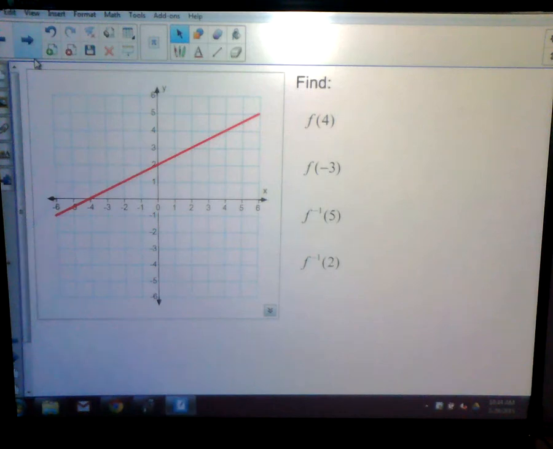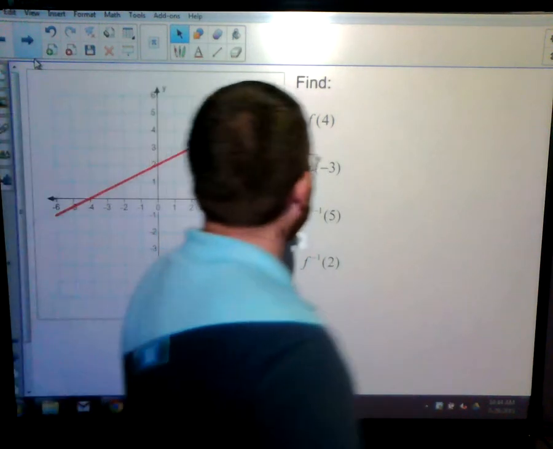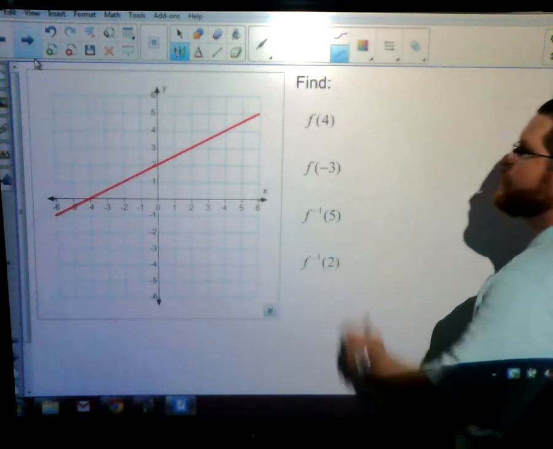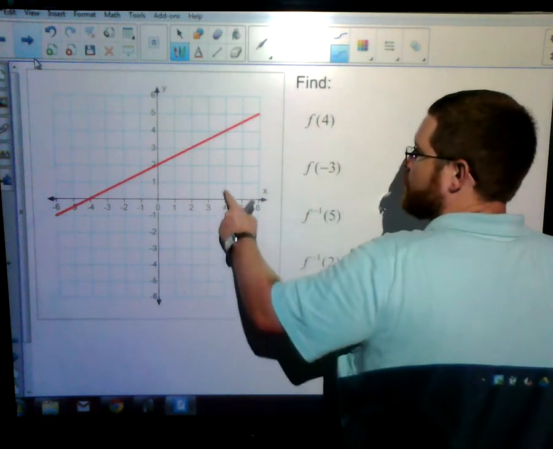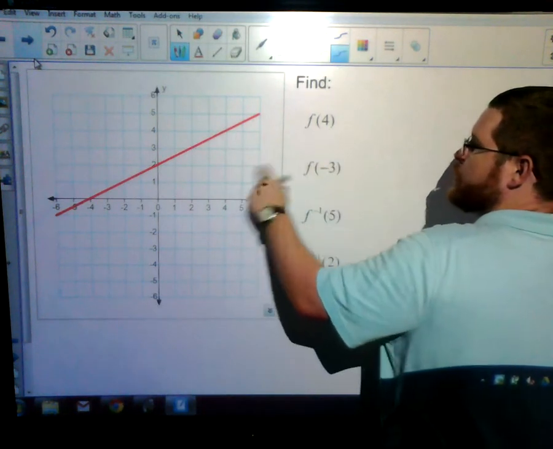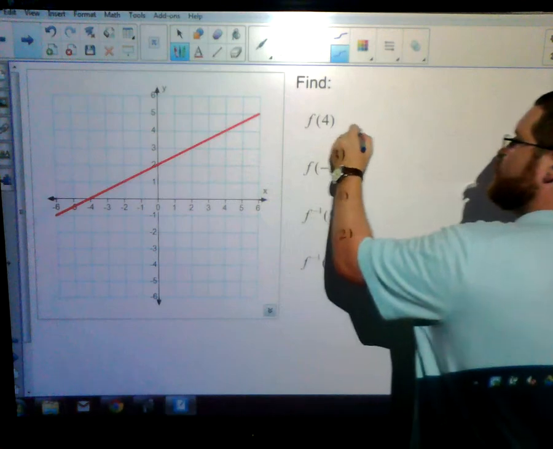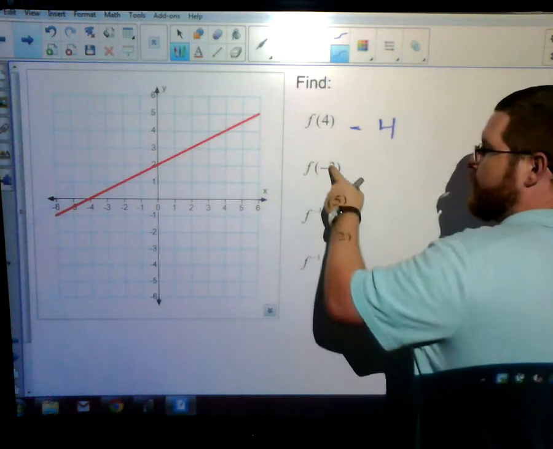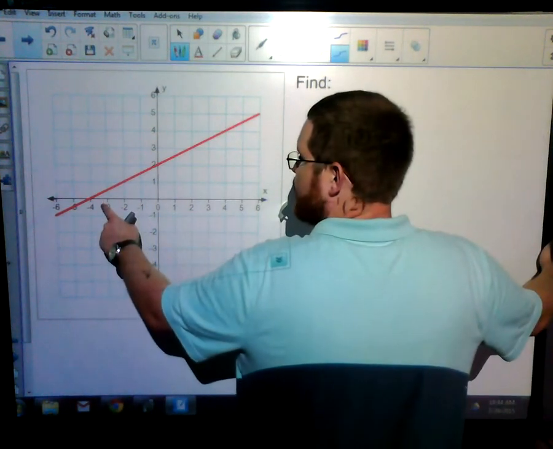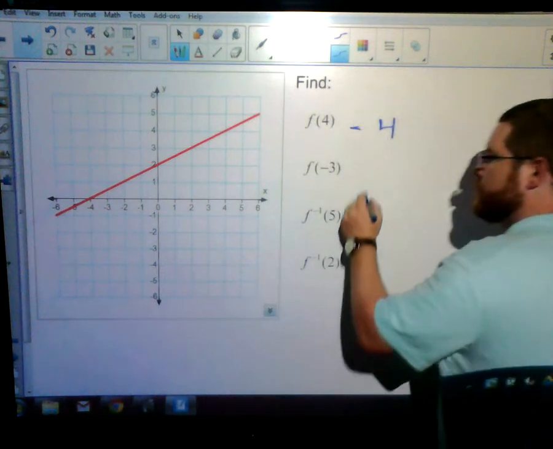What about if I give you a graph? Find f of 4. What does this mean? It means go to 4 and find the y value. What is the y value at 4? It's 4. How about f of negative 3? I go to negative 3 and I find the y value.